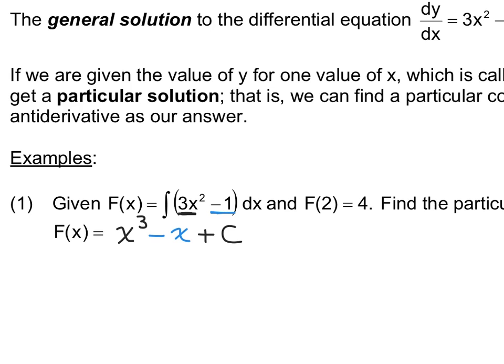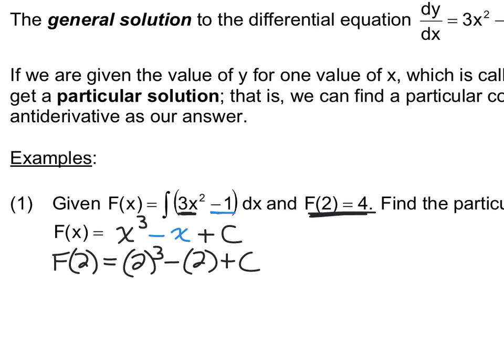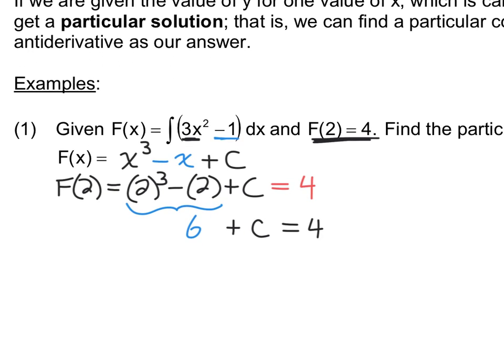The new aspect of this is that they give us a condition. They give us that f of 2 is equal to 4. It's not technically an initial condition because it's not f of 0, but it's a condition. So it's telling us that if I replace all the x's with 2's, the whole result should be equal to 4. These two would combine to give me 6. So 6 plus c would be equal to 4, and we would get the c value equal to negative 2.